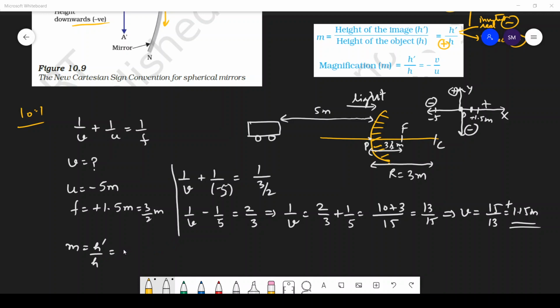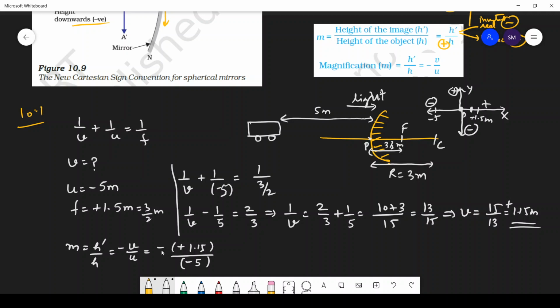It will be diminished. And this H and H dash, now we don't know H and H dash here, but we know U and V. So if you know U and V, we can use that formula of U and V. So what is V here? We have just calculated. This V is plus 1.15 divided by, what is U? So U is minus 5.